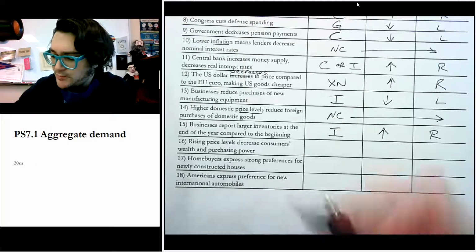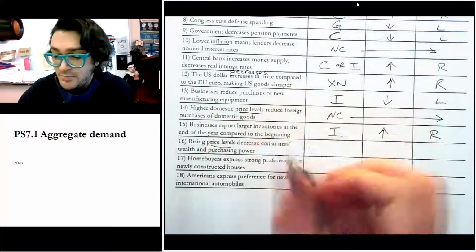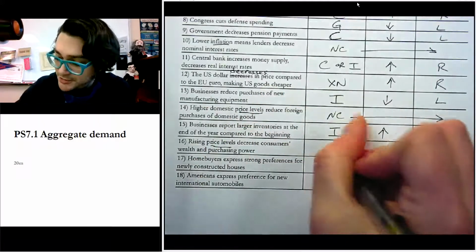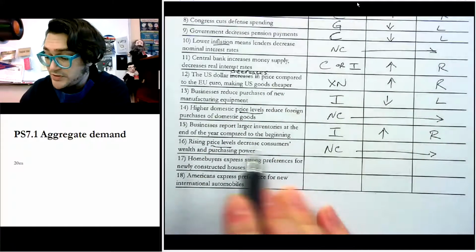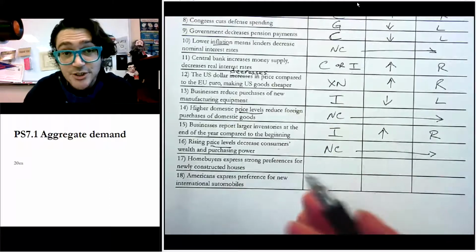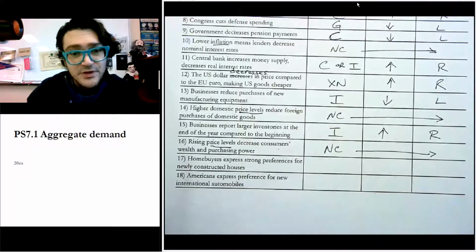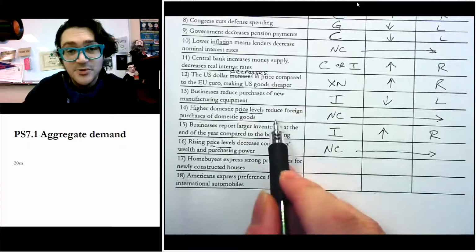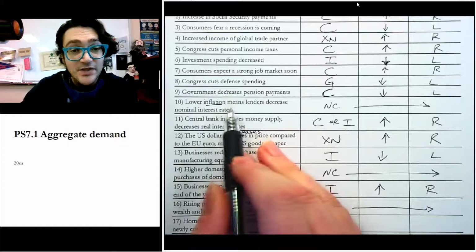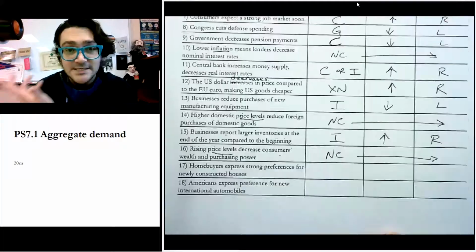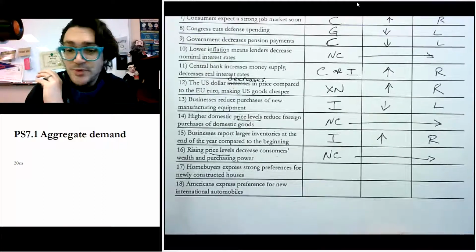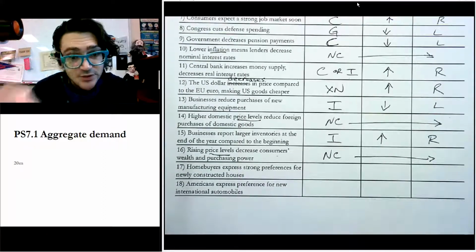Rising price levels, boom, right there, price levels. Be careful, right? No change. I didn't even read the rest. Decrease in consumers' wealth. Well, that's the explanation of what we call the wealth effect. It's one of the three reasons, along with the net exports effect and the interest rate effect, for why aggregate demand is downward sloping, but it doesn't shift the curve, right? Price levels don't shift the curve.